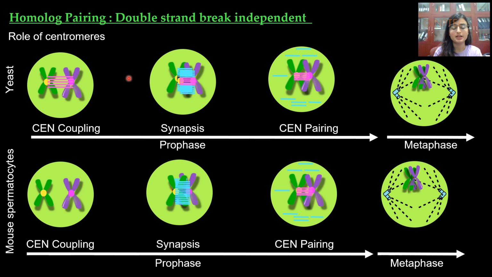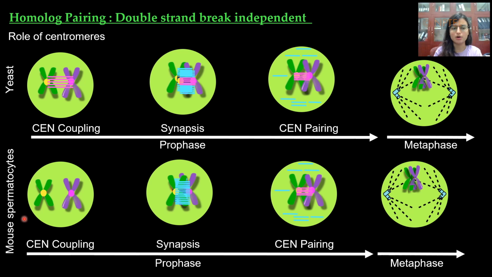In yeast, it has been shown that ZIP1 protein is essential for both centromeric coupling and centromeric pairing, and the localization of ZIP1 to the centromeres is facilitated by another protein called RECATE. After centromeric coupling has occurred, during prophase, synapsis occurs and the homologous chromosomes pair together, which is called centromeric pairing, and then the cell cycle proceeds towards metaphase.